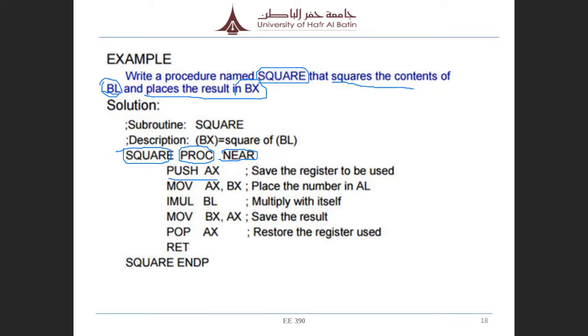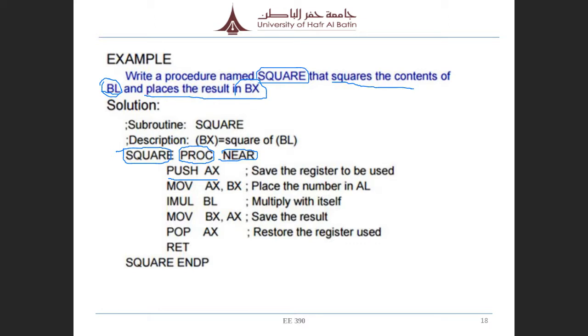Then in the procedure we say push AX. In the main program we use the AX, and now in a subprogram we may have to use the AX again. So that's why we save the previous value in the stack, push AX, so that it doesn't change. And then MOV AX, BX, and then IMUL, integer multiply, BL.